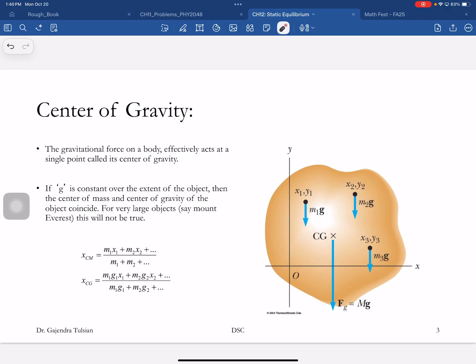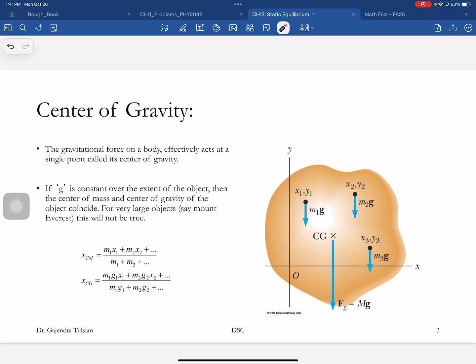The definition of center of gravity is, instead of the mass, you take the weight of that piece. And the weight of that piece is mass times the gravity at that location, the acceleration due to gravity. Plus the weight of that piece times x2. Now look at this formula. I've written g1 and g2 as different quantities.